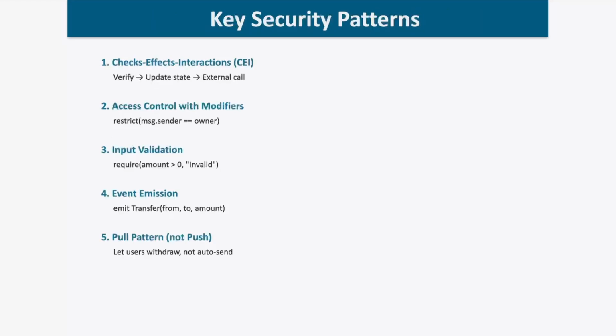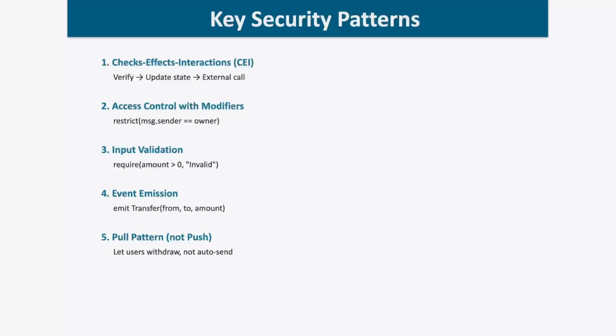Let me summarize the security patterns you will use constantly. Pattern 1. Checks effects interactions. The order matters. Checks first, interactions last. Pattern 2. Access control with modifiers. Restrict who can call all critical functions. Pattern 3. Input validation. Never trust user input. Validate everything. Pattern 4 is event emission. Emit events so off-chain systems can stay in sync.